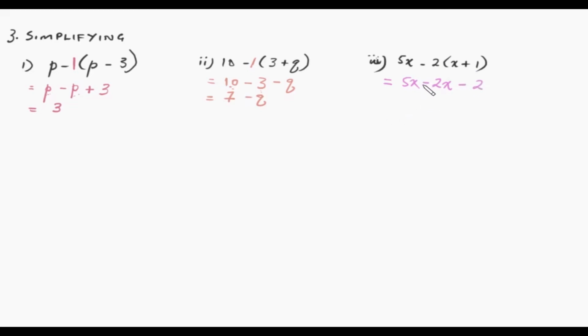Now, they are like terms. They are 1, 2, 3 terms. Positive 5x, negative 2x, negative 2. There are 3 terms in this expression. But these two are like terms because they have the same variable, x. So we have 5x minus 2x. So that becomes 3x. Then minus 2. Okay? So it's simplified like that.